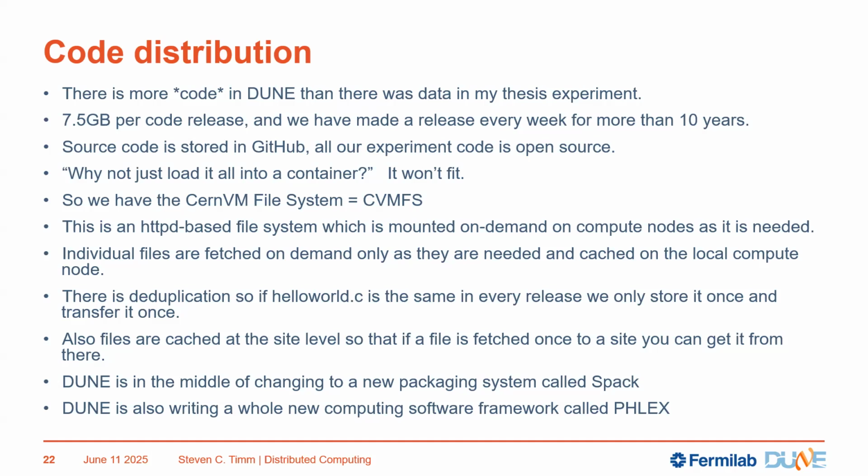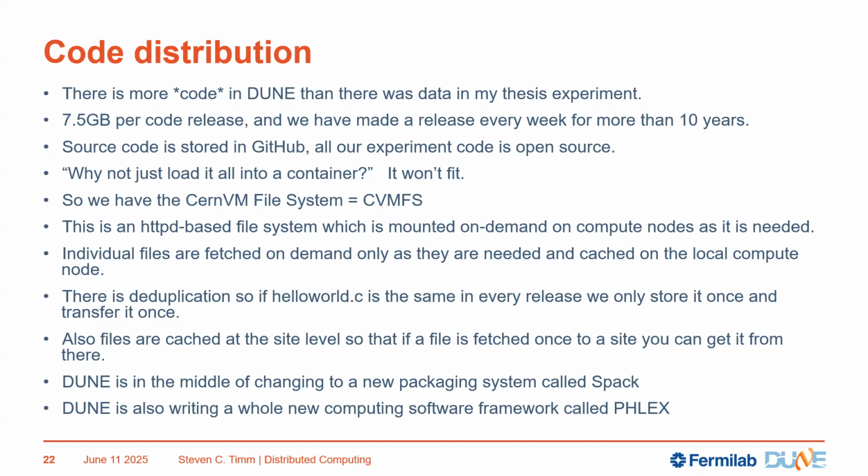Individual files are cached in the local compute node. Now, this is important because, say I've got 128 cores on the compute node, they're likely all to be running my job at once, doing the same thing, because that's the way Condor scheduling works. A lot of similar jobs usually get scheduled together on the same node. So then I only, on average, I'm fetching 1 or 2 gigabytes of code, but I've now fetched it for 128 jobs instead of for one. And then it's cached there for the next job. And then also we're caching at the site level. So if a file is fetched once to a site, I can get it from the cache at the local site and not have to go all the way back to Fermilab to get it.